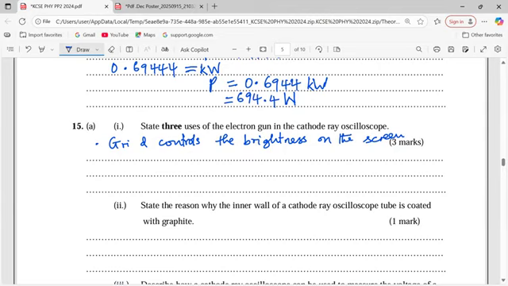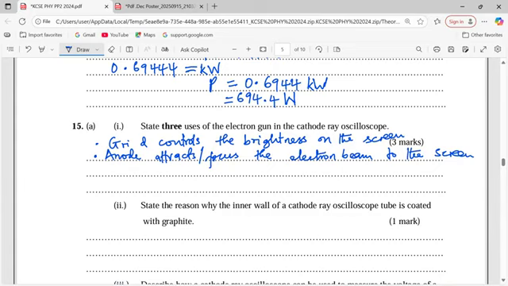We also have the anode, which is part of the gun. The anode attracts, and it also focuses the electron beam to the screen.